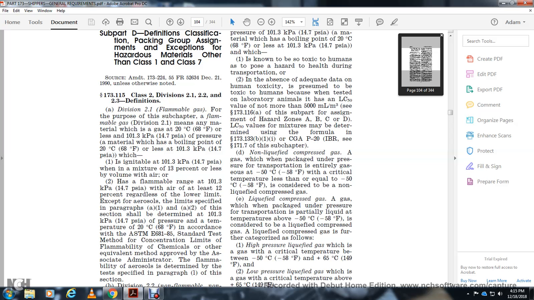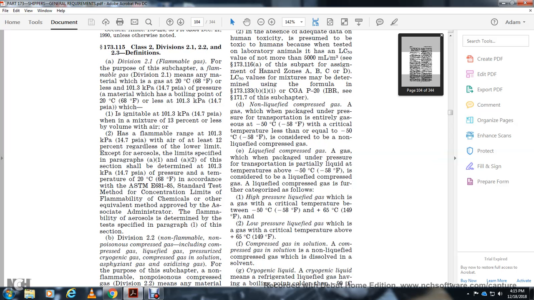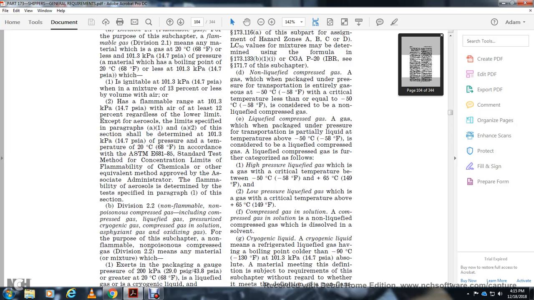A liquefied compressed gas is further categorized as follows. High pressure liquefied gas is a gas with a critical temperature between negative 50 degrees Celsius and 149 degrees Fahrenheit, that is, between negative 58 degrees Fahrenheit and 149 degrees Fahrenheit. Low pressure liquefied gas is a gas with a critical temperature above 149 degrees Fahrenheit. Compressed gas in solution is a non-liquefied compressed gas which is dissolved in a solvent.